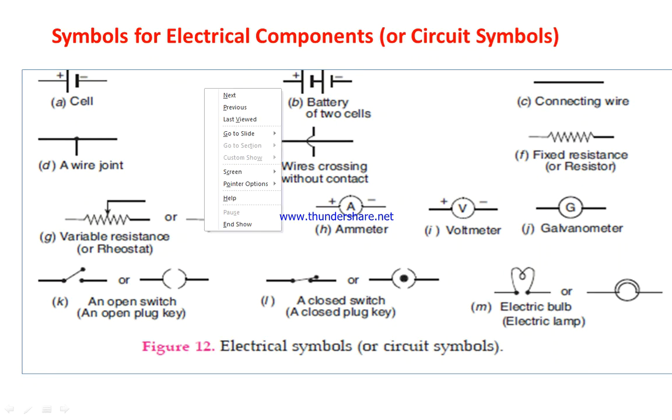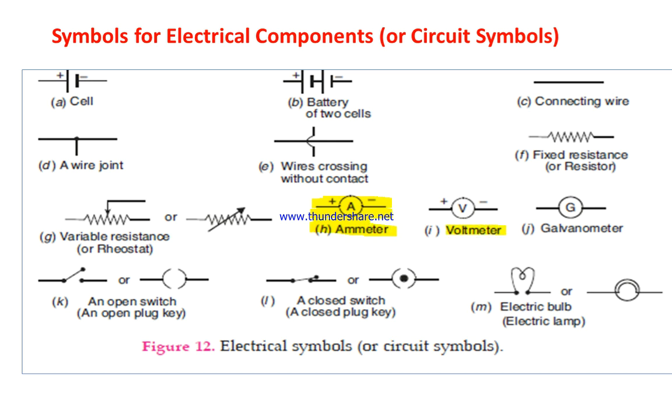So these are some important symbols that we need to see, and only a few examples. This is the ammeter, a small way to represent the ammeter. This is a voltmeter that is used to measure the potential difference. We have already seen this. Now this is galvanometer. Okay, this is a new word for you.